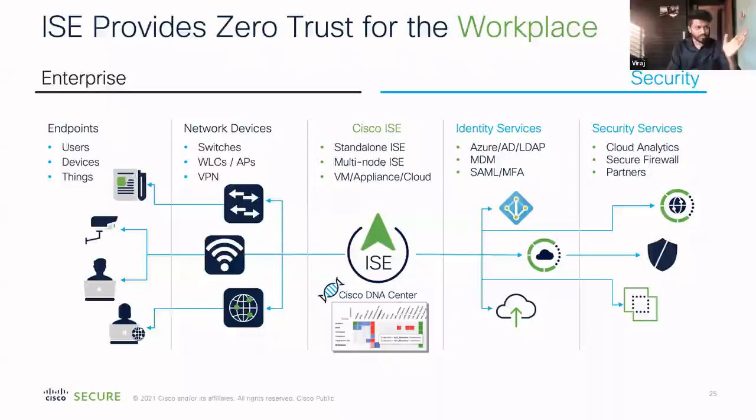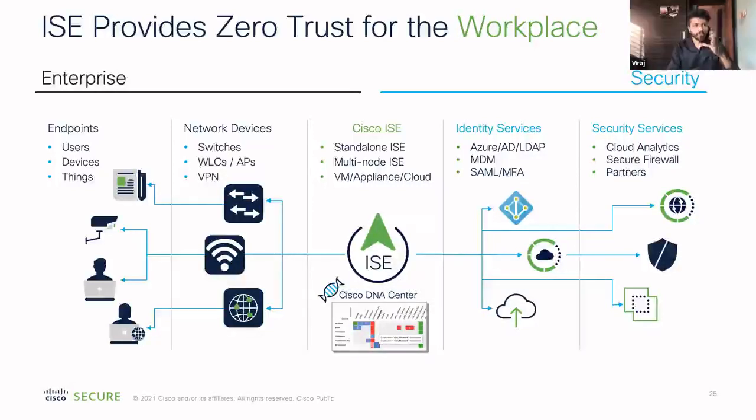ISE, like I said, is the AAA server, where you are making the decision of giving that access. Identity services, this is where you're going to speak to, say, multi-factor authentication. It could be your external identity, like an Active Directory, or say even an SMS service, and all of those things. This is where it comes into the picture.